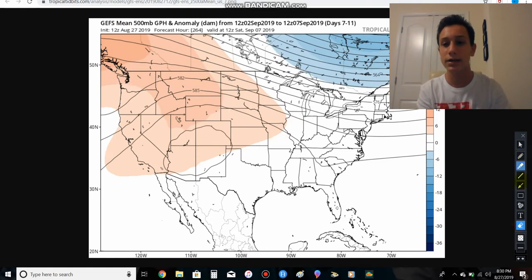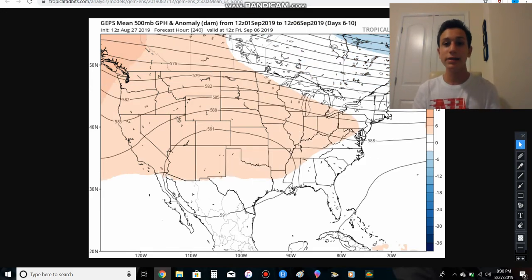So is this maybe telling us that we could have some significant troughing coming in towards mid-September? It's a possibility, if this product can keep up. This is the same type of map, except for the GEPS ensemble models.